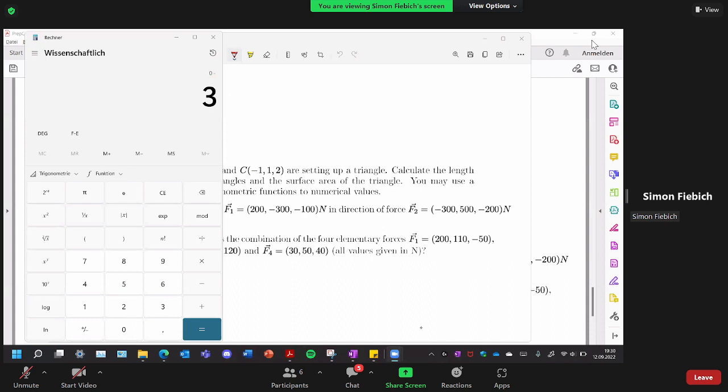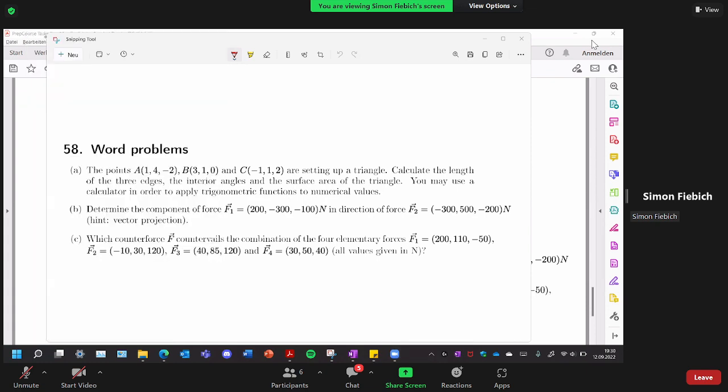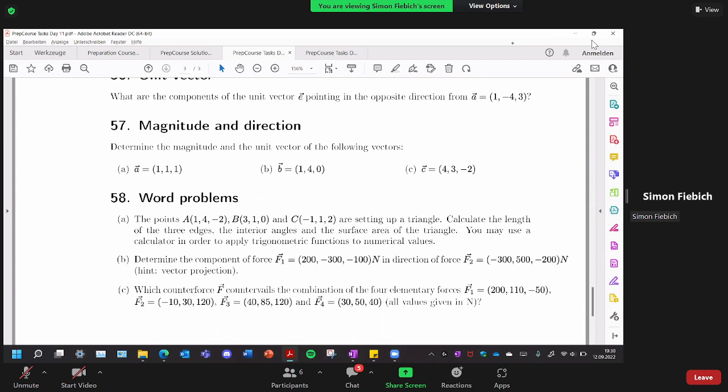Okay, green reactions. All right, basically our time is over for today. So if there's no other question, I would like to leave it with this and not go through the other subtasks of 58. Subtask C again deals with forces and the combination of four elementary forces, and we already did this when we talked about task 52.